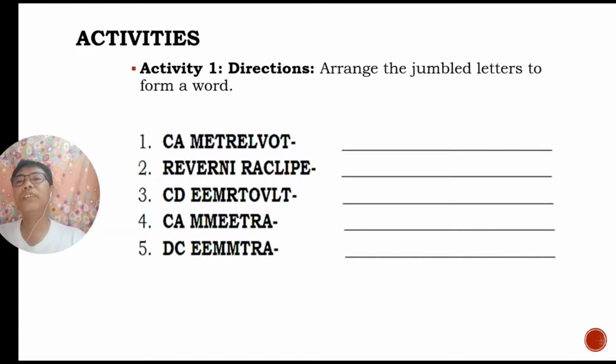Okay, now let's go to activities. Activity number 1, directions. Arrange the jumbled letters to form a word. Okay, we have here items number 1 to 5. So that is the jumbled letters. Arrange the letters to form a word. Write it on the space provided on the right.